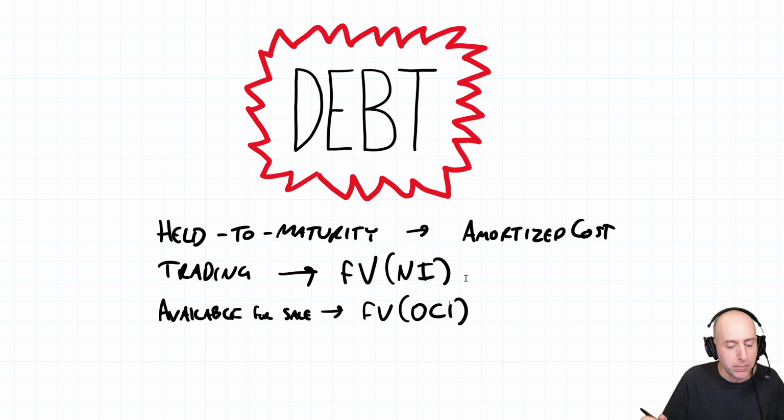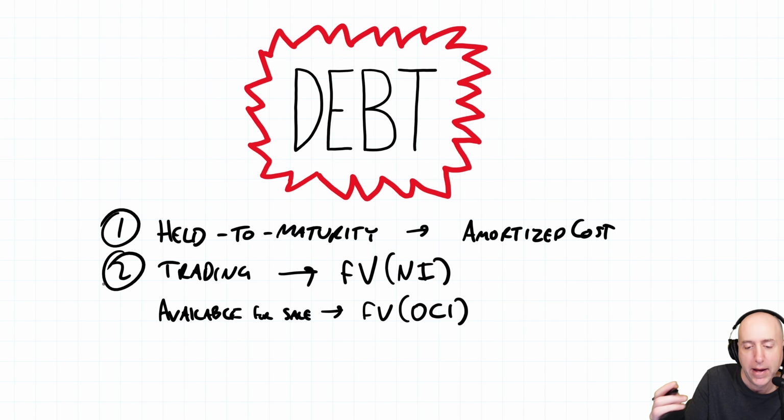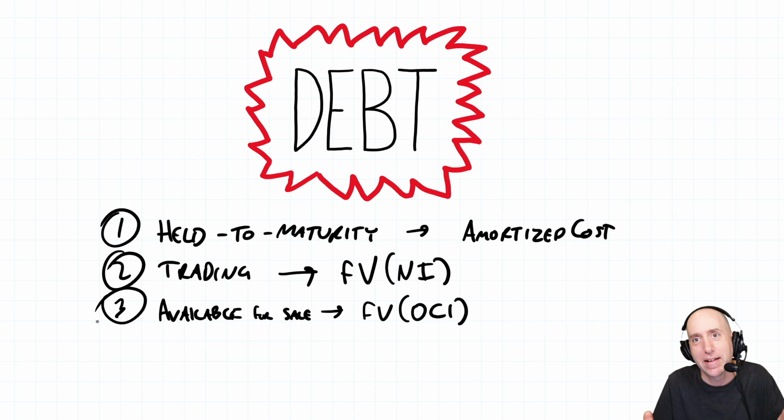It's the most challenging, but I've got examples on option 1, held to maturity, option 2, held for trading, and option 3, available for sale debt investment. So this is, again, we're buying bonds. That's a type of investment companies can have.